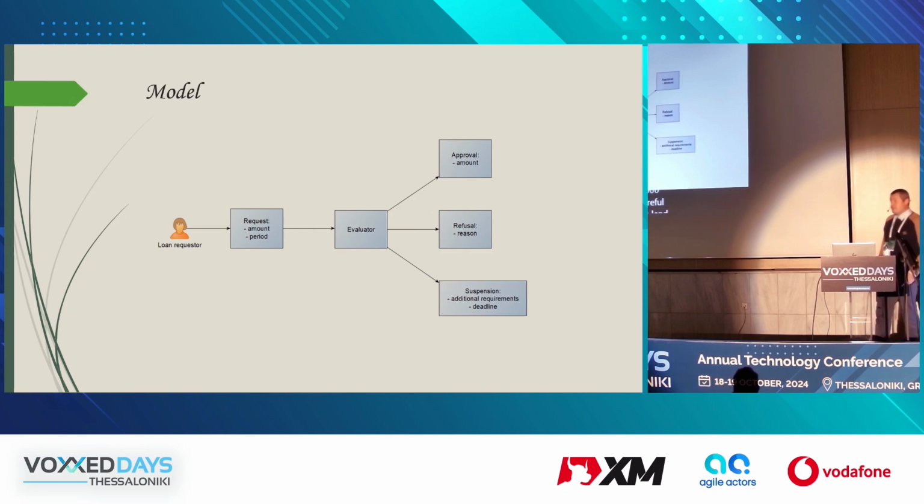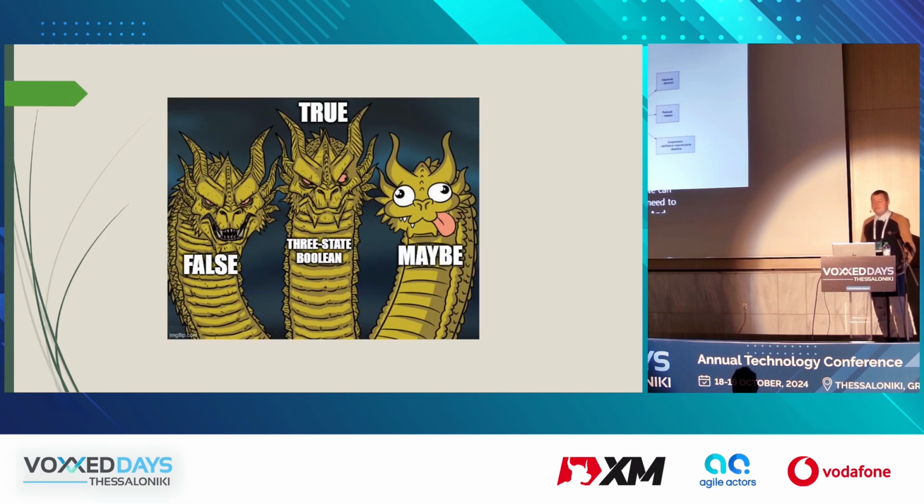Nice. The second one is just the pure refusal, but in the 21st century, we cannot just say to this poor guy, sorry, go away, we need to prepare some polite reason why we cannot lend him money. And the third is that we decide on suspension. Okay, we can lend you the money, but you need to fulfill additional requirements, and this is the deadline to do that. Okay, so we have three states.